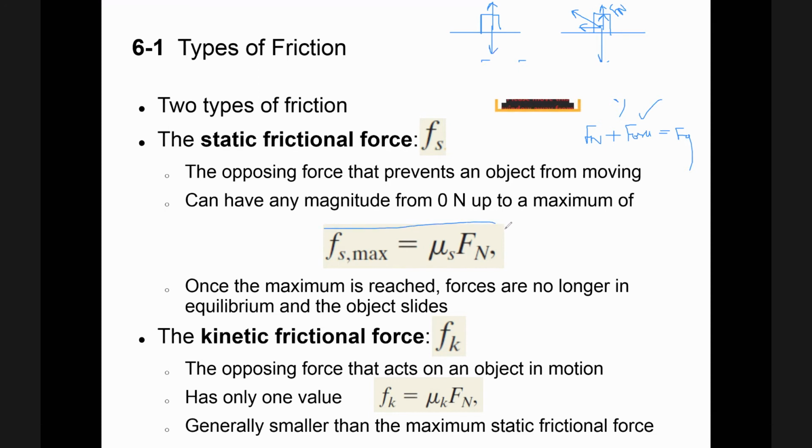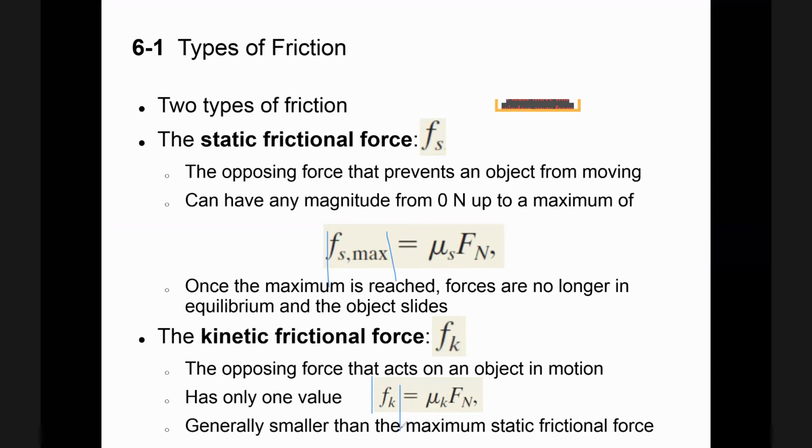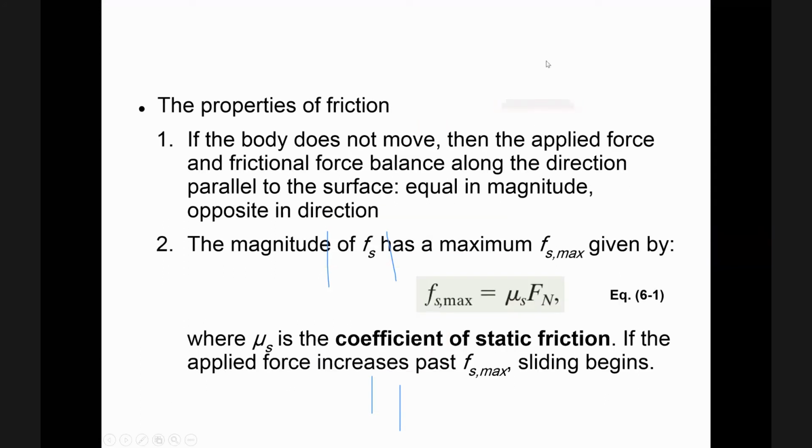So, going back: Fs maximum equals mu_s Fn, and Fk, the kinetic one, which has no maximum, equals mu_k Fn, where mu_k is already a constant. Good. Those two laws, by the way, are magnitudes. How about the direction? The direction is always opposite to the direction of motion.